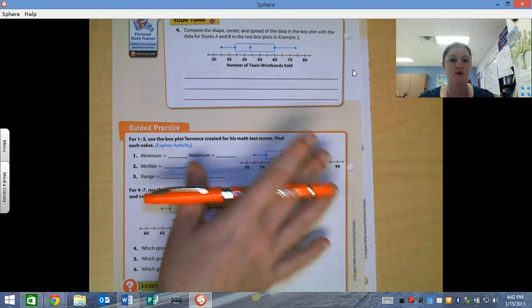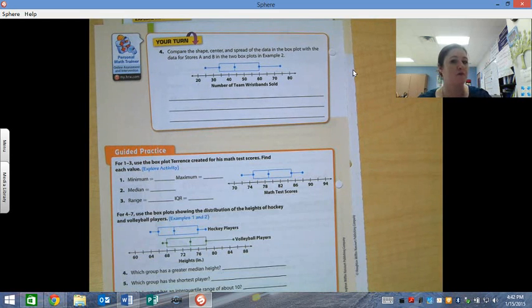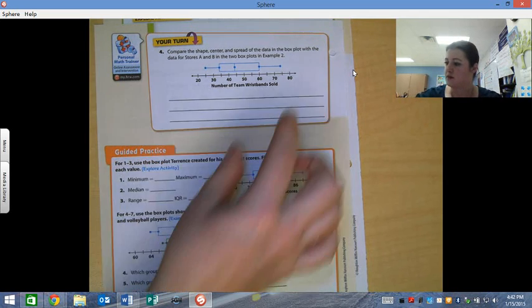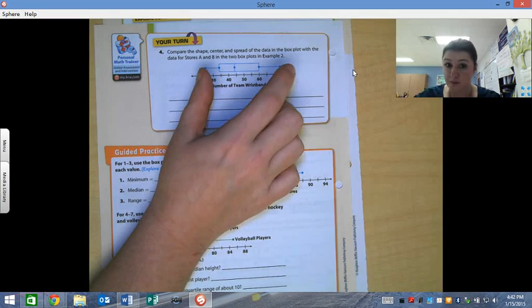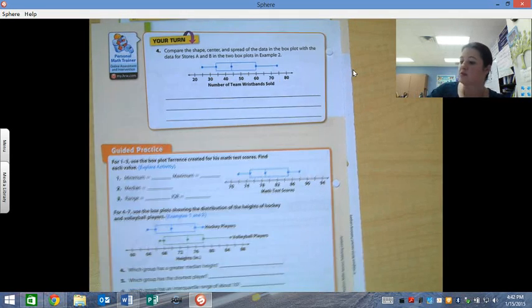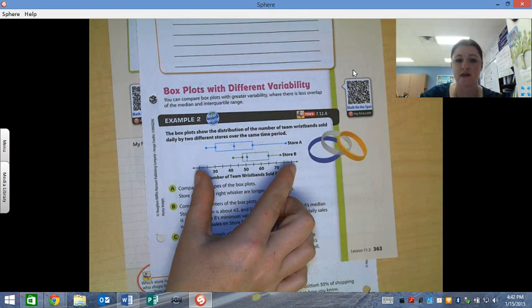Now, for the your turn, once again, after I read it, go ahead and pause the video, and then when you come back, we will look at your guided practice questions. So question 4 says, compare the shape, center, and spread of the data in the box plot with the data for stores A and B and the 2 box plots in example 2. So you are going to compare this one right here, the box plot that they're giving you on number 4, to the 2 box plots that we just compared in example 2.